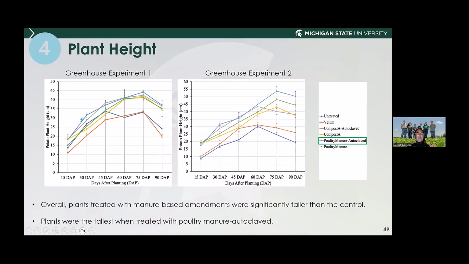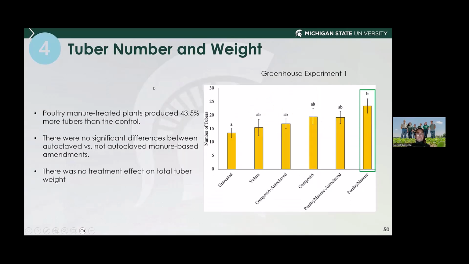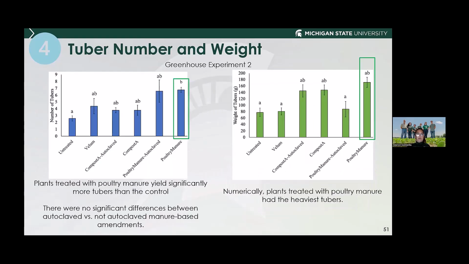And the systems that mostly reduce nematodes also increase yield the most. You can see poultry manure autoclave, which in general was the one that decreased nematode the most, also had the highest yield. That's the light blue line. That's the plant height. It increased plant growth. Tuber number, same thing. The poultry manure also had the highest amount of potatoes, tuber growth. So you can see again, the winner was the poultry manure.